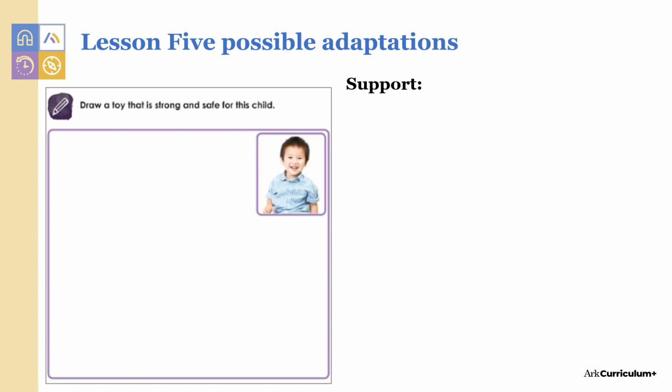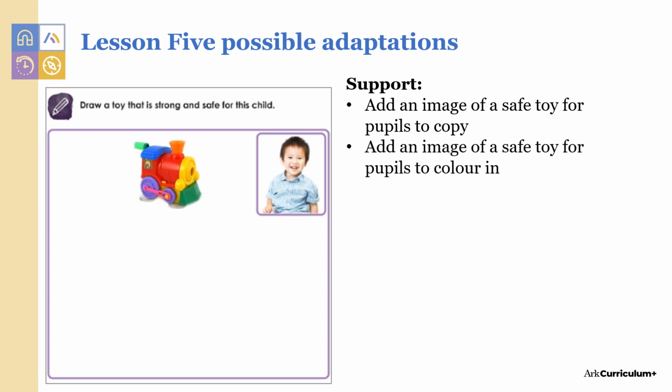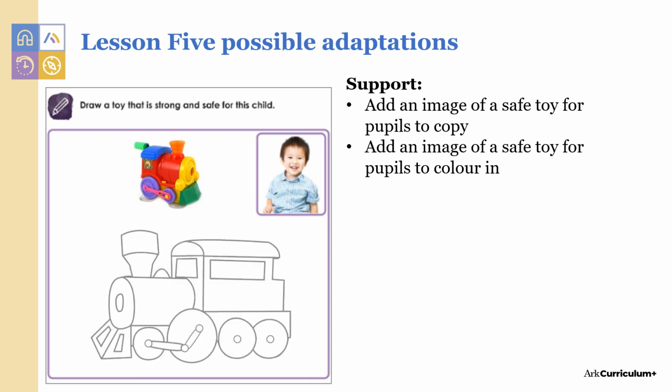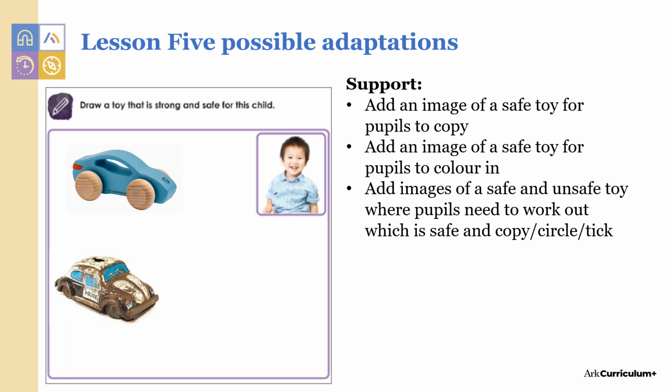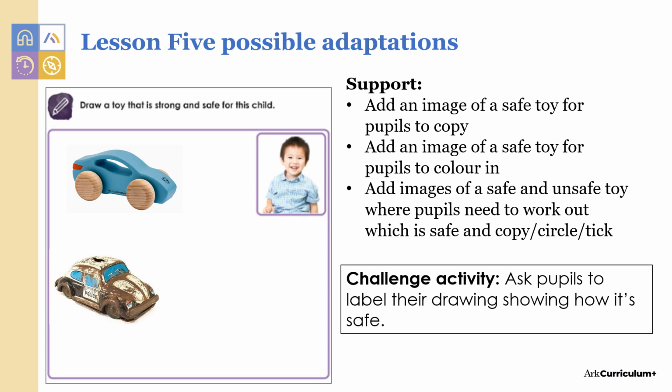In this activity, pupils are asked to draw a toy that is strong and safe for the child in the image. To support pupils, you could add an image of a safe toy for pupils to copy, add an image of a safe toy for pupils to colour in, or add images of a safe and unsafe toy where pupils need to work out which is safe and copy or circle or tick it. Challenge activity. Ask pupils to label their drawing, showing how it's safe.